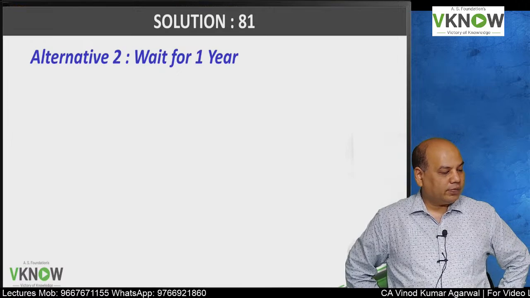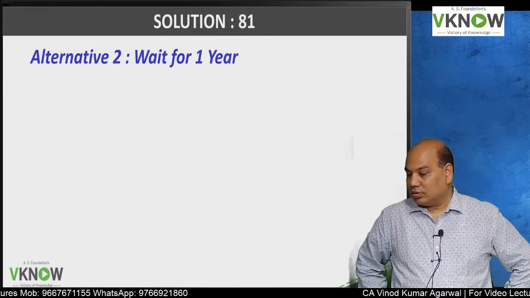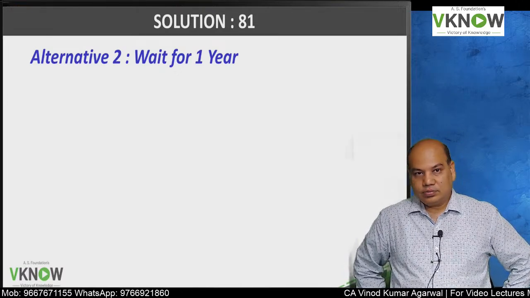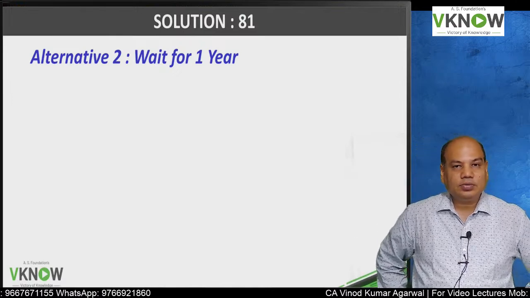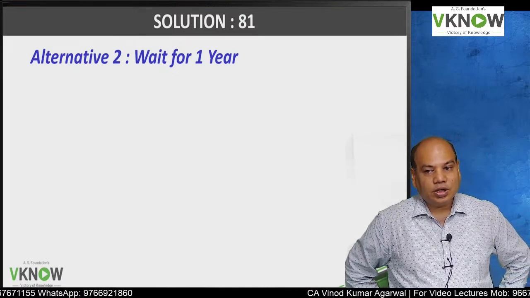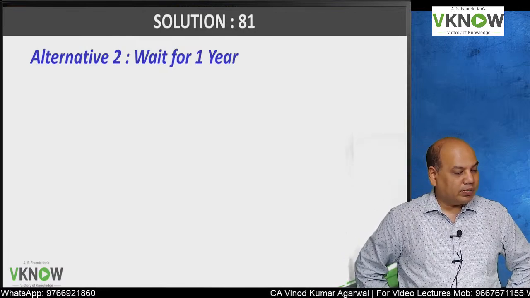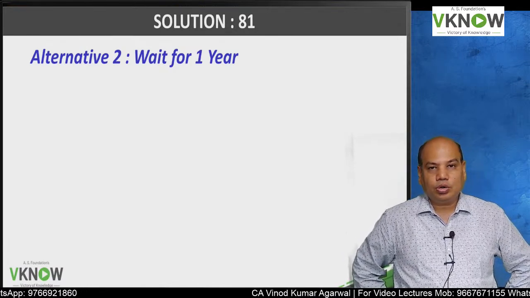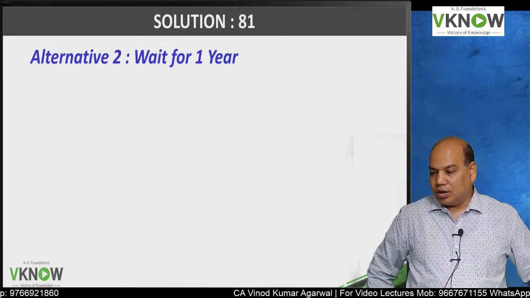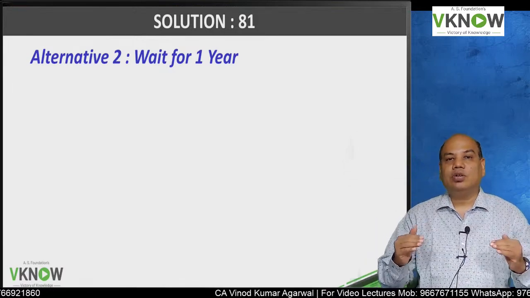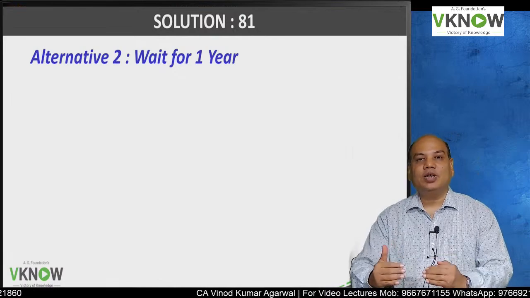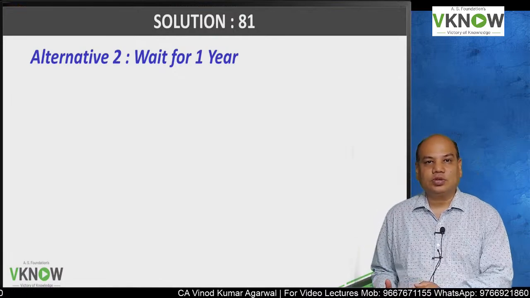What is alternative 2? Wait for 1 year. If I wait for 1 year, what is the advantage? I will get to know the demand position. I will get to know whether the demand is high, medium or low. And I will do calculation of NPV separately for each demand situation.